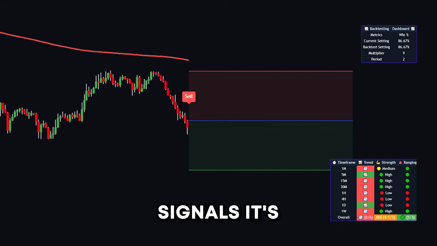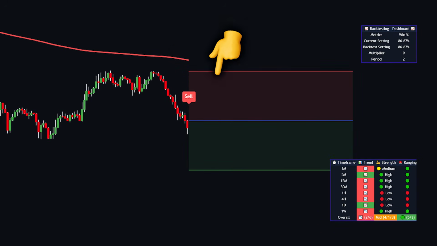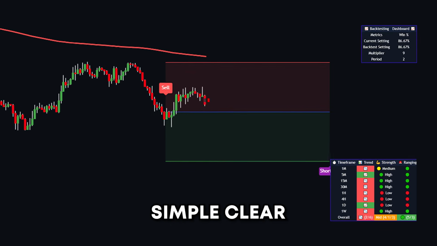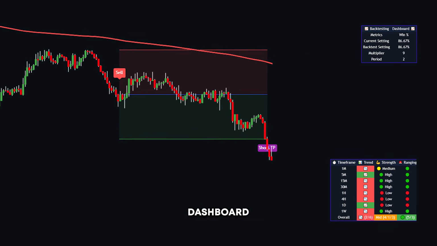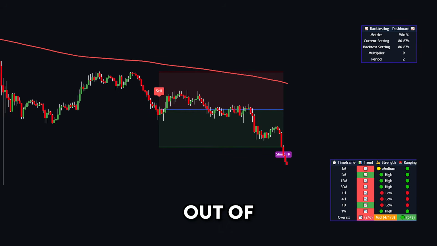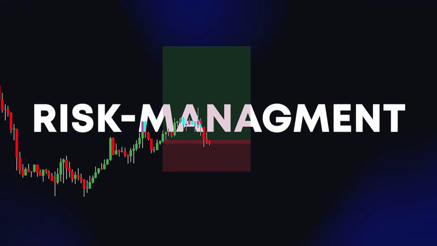For sell signals, it's the same logic. Sell signal, red EMA line going downwards, and bearish dashboard. Simple, clear, repeatable. This combination, signal, EMA, and dashboard confirmation, keeps you out of 80% of bad trades. Now, the most important part, risk management.